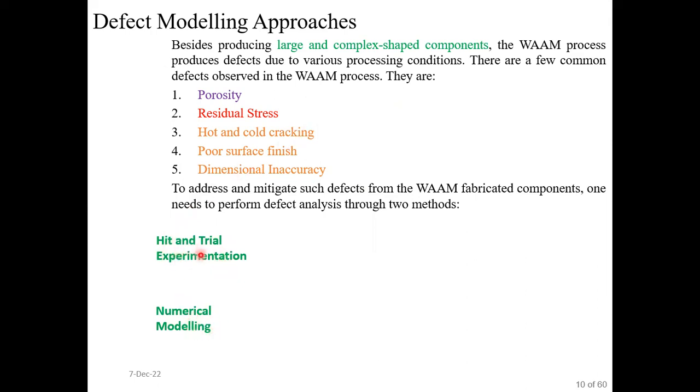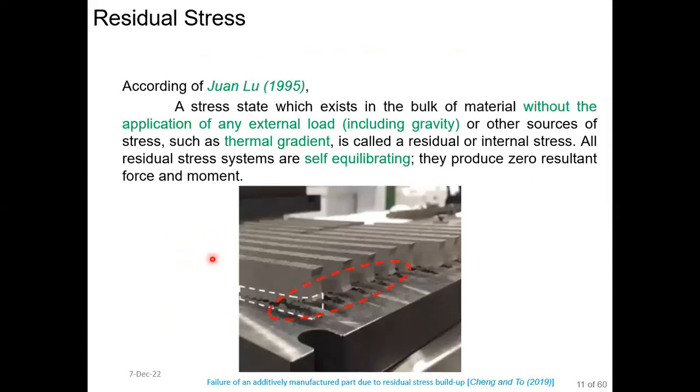In hit and trial experimentation, we have to perform experiments, and after that we have to do some empirical formulation, and after that we will be able to find the desired values of process parameters which can control these defects. However, in numerical modeling approaches, we only have to do numerical modeling with the help of some dedicated computers and other gadgets, and after that we will be able to find different process parameters which are responsible for sound production of additive manufacturing components. So it is less costly compared to hit and trial experimentation.